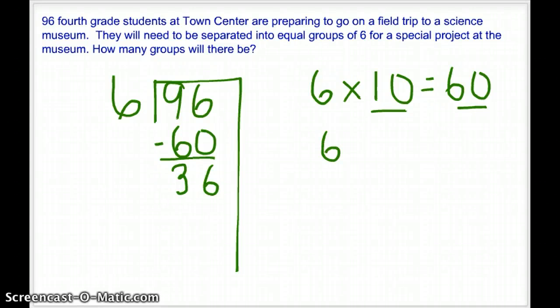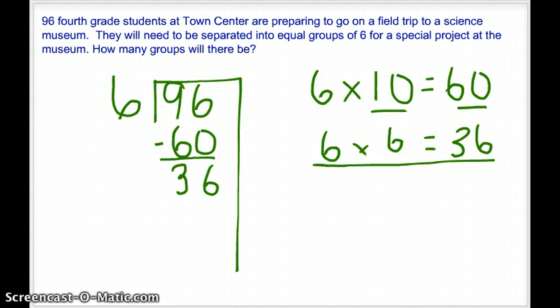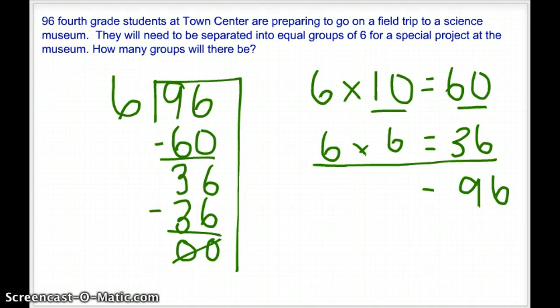I can think of what times 6 is equal to 36. Can you think of it? That's right. 6 times 6 is equal to 36. So I've now removed 36 more students that need to be placed into groups. Now they're in groups. There are no more students left that need to be put in groups. So I know that I've accounted for the 96 students.